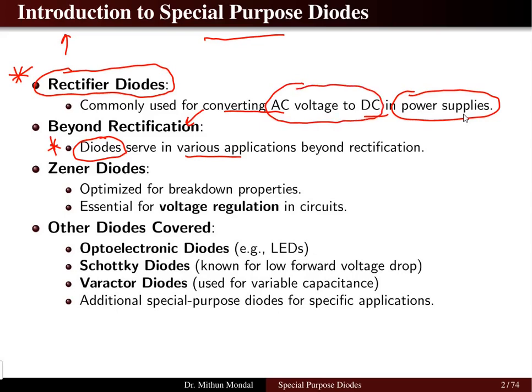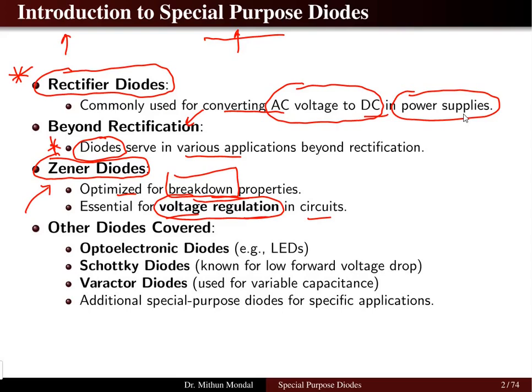In the special purpose diodes, the first category that we will take is basically the Zener diodes. These Zener diodes are optimized to work in the breakdown region, and they are essential for voltage regulation in circuits. So we require voltage regulation in the circuit, and the Zener diode basically works in the breakdown region. So Zener diodes are a specially categorized type of special purpose diodes.